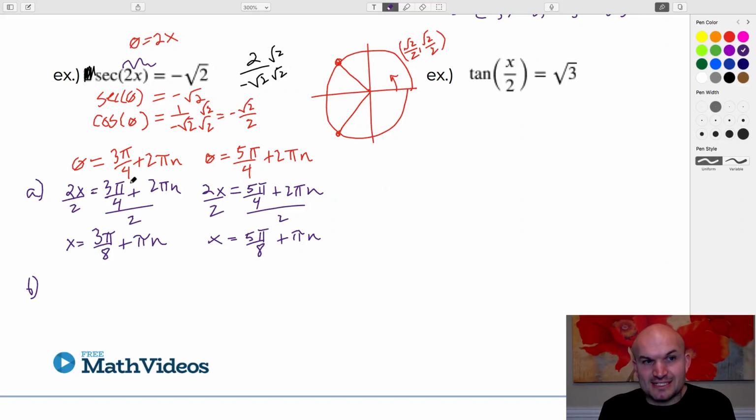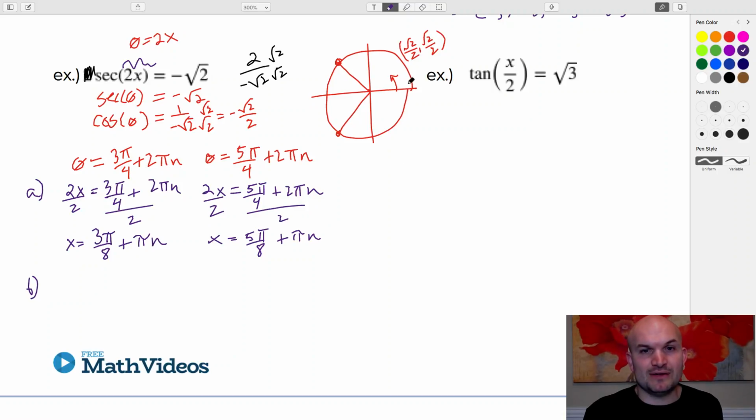What that has done is horizontally compressed the graph. There are going to be more solutions between 0 and 2 pi when a graph is compressed compared to when it's horizontally expanded. So to figure out all the solutions, we can basically just figure out, when n is equal to 0, we need these solutions to stay between 0 and 2 pi.